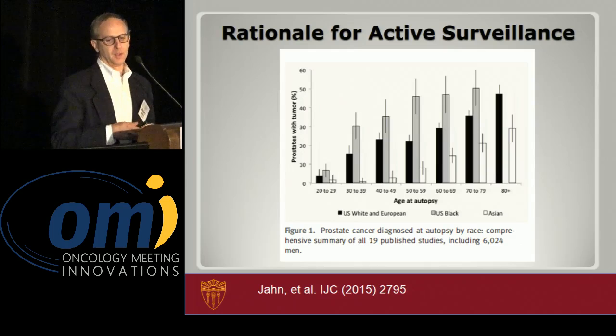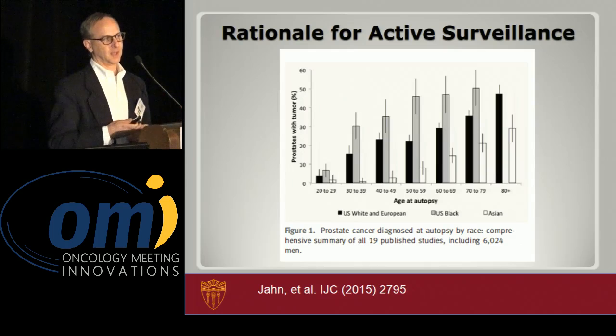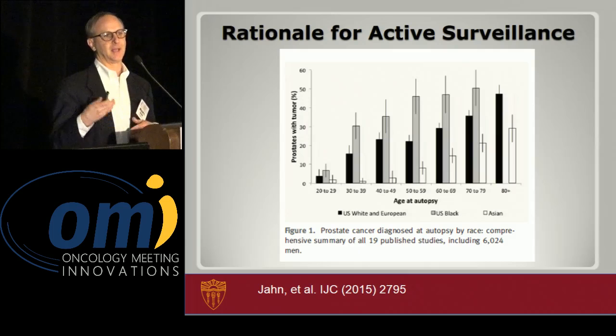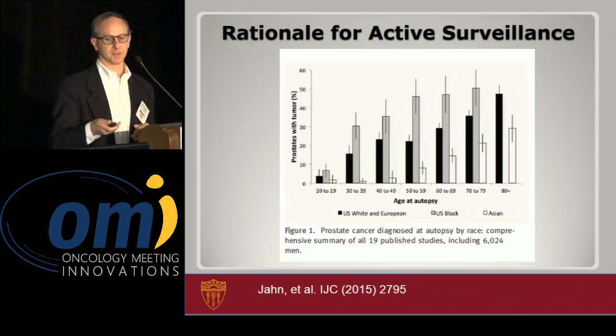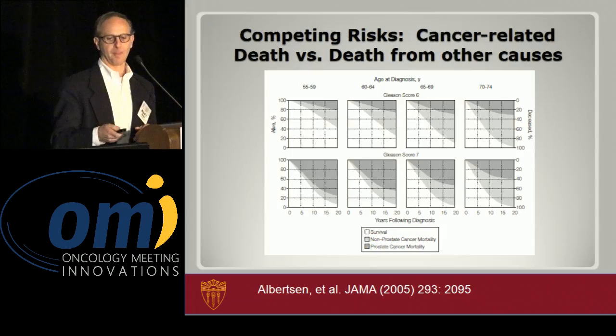So what's the rationale for active surveillance? It's really that prostate cancer is so common in old men. Here, the shaded bars represent prostate cancer found, usually clinically occult, at the time of death for another cause. So you can see, depending on the age of the patients, as many as 50, 60% of men will have clinically occult prostate cancer at autopsy.